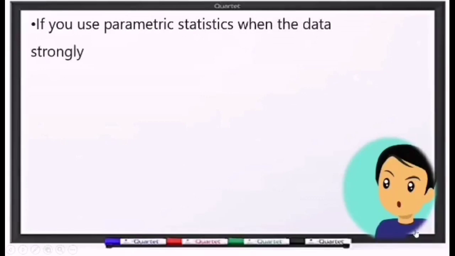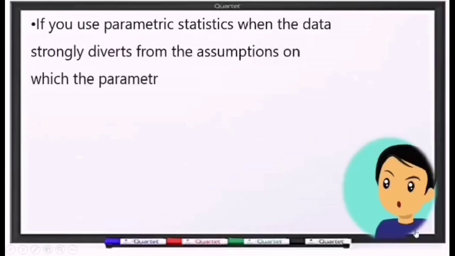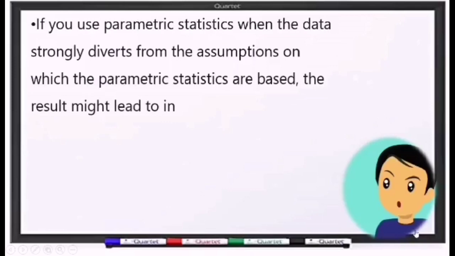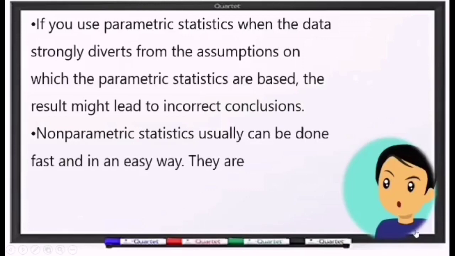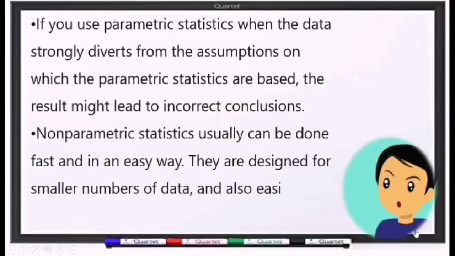If you use parametric statistics when the data strongly diverges from the assumptions on which the parametric statistics are based, the result might lead to incorrect conclusions. Non-parametric statistics usually can be done fast and in an easy way. They are designed for smaller numbers of data and are also easier to understand and to explain.